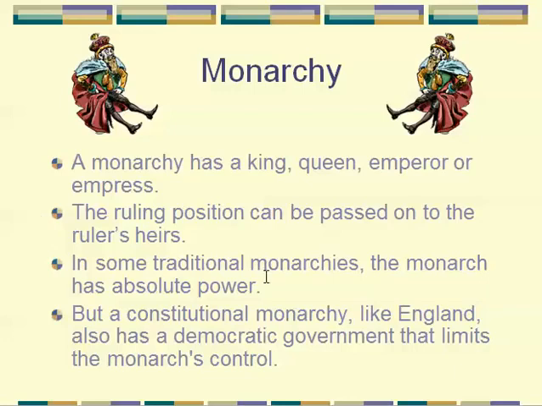In some traditional monarchies, that monarch, king, queen, emperor, empress, what have you, would have absolute power, so basically be able to do whatever they wished. But more commonly today, in countries like England, where they still have a monarchy, typically it's a constitutional monarchy, where there's also a democratic government that limits the monarch's power. In the case of England, they have the lawmaking body called Parliament, where those people are elected by the citizens, and Parliament limits the power that the actual king or queen or whoever is ruling England would have.